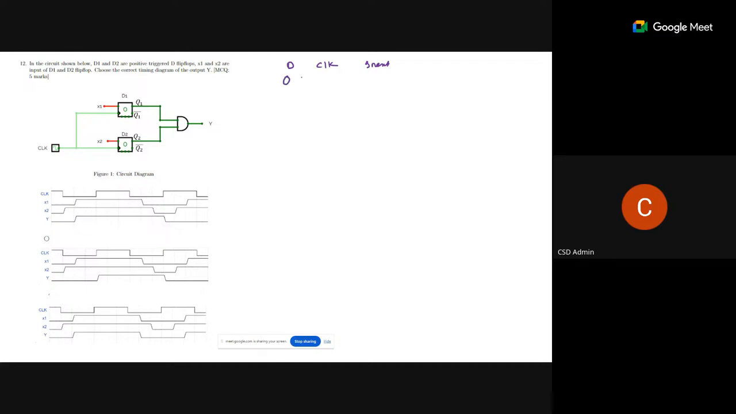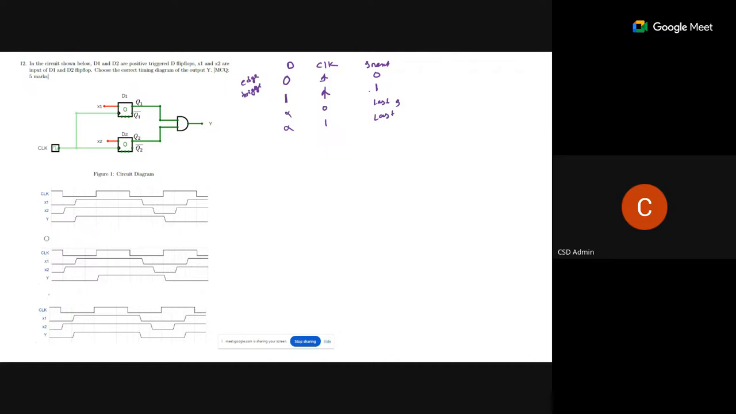If D is 0 and the clock is changing from 0 to 1, then Q next will be 0. If D is 1 and the clock is changing from 0 to 1, then Q next will be 1. If the clock is 0 or clock is 1, it does not depend on D, it will be the last Q. Is it level triggered or edge triggered? This is edge triggered.